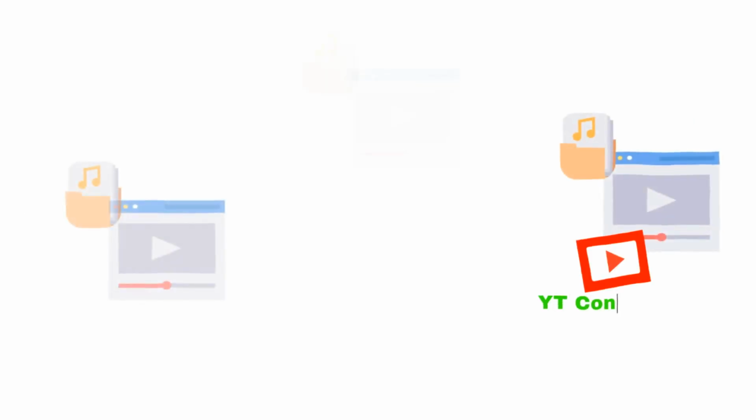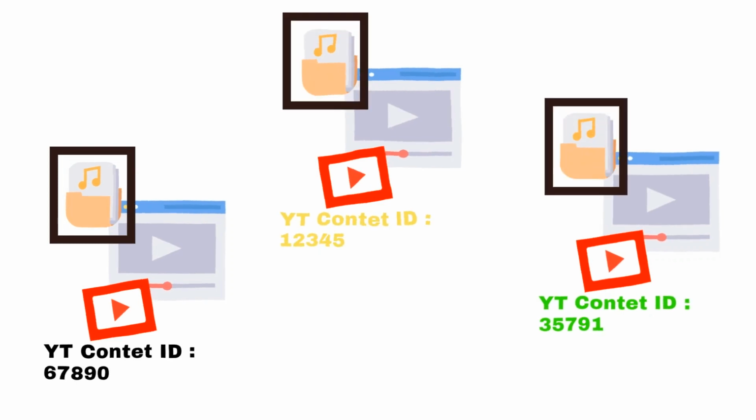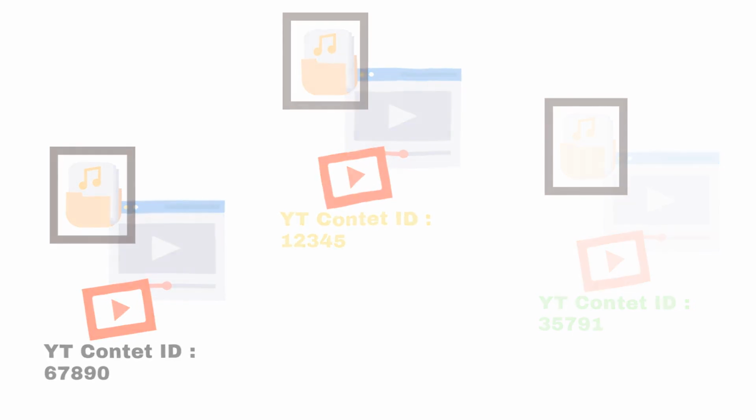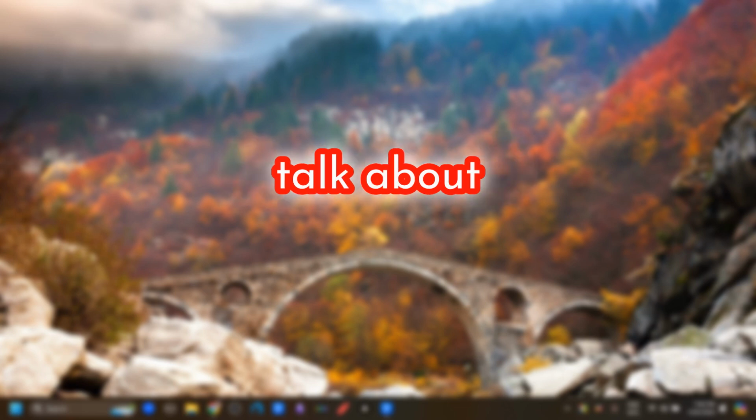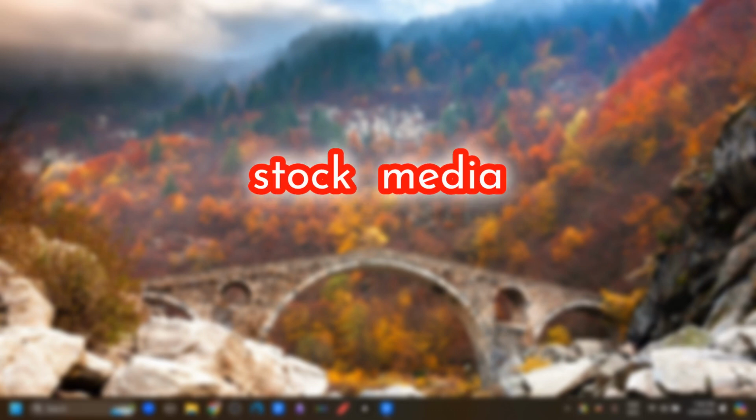Stock media is not the only thing that can cause a content ID claim. Anytime the same media or same content is detected by YouTube in 2 or more different videos, a content ID claim will be given. But here I will talk about disputing a content ID claim that happens because of using stock media from stock media sites.